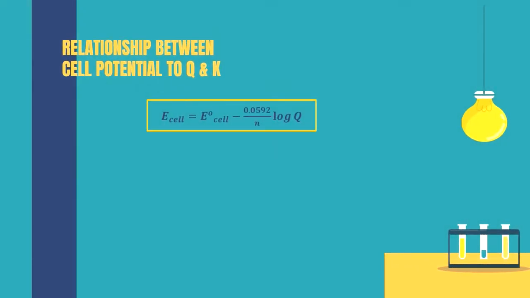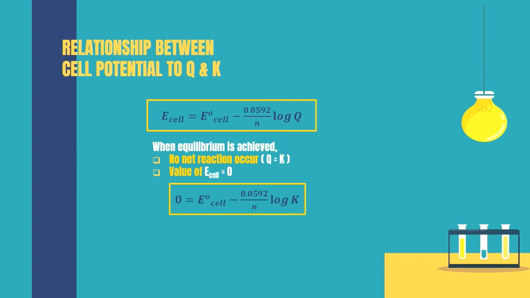To relate the cell potential to the equilibrium constant K, we need to substitute into our Nernst equation the two conditions of equilibrium. First, no net reaction occurs, therefore Q equals K. Second, the value of E cell is exactly 0. By substituting these two conditions into the Nernst equation, we obtain E naught cell equals 0.0592 divided by n log K.